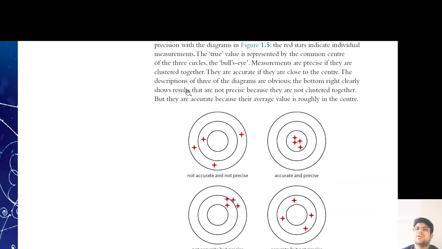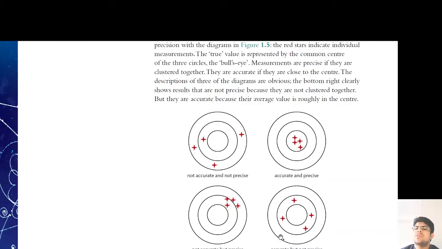The bottom right clearly shows results that are not precise because they are not clustered together, but they are accurate because their average value is roughly in the center. Because if they are in the center, then only they are accurate. Here they are separated, so they are not accurate and not precise. Here they are close to each other, but not in the center, so they are not accurate, but they are precise because they are close to each other.